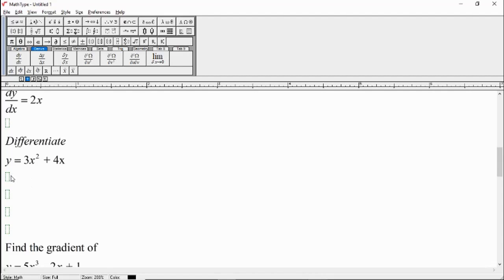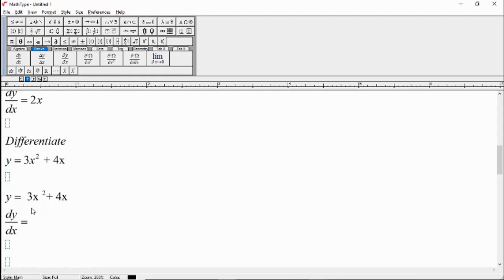So y equals 3x squared plus 4x. dy by dx. So let's deal with 3x squared first.